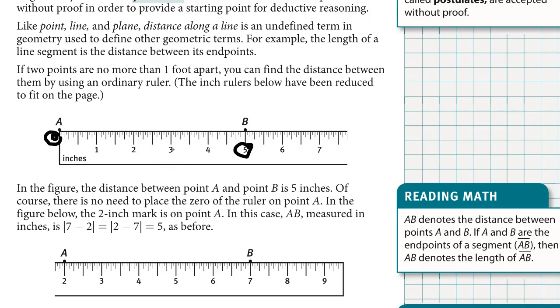In general, to find the distance between points on a line using a ruler, you take the ending number and subtract the beginning number. Make sure that answer turns out to be positive, and if needed, you can use absolute value bars to make sure the answer is positive, and you'll have the distance. On the bottom picture, point A is located at 2 on the ruler, point B is at 7. The distance between them is still 5 inches because 7 subtract 2 is 5.